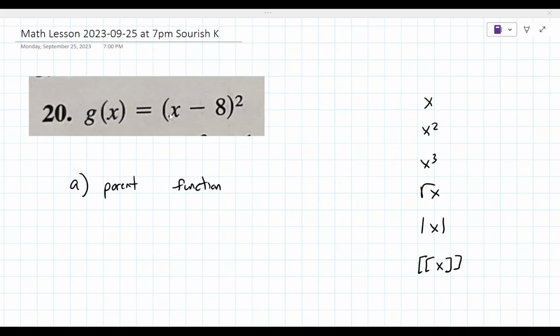Okay, is that because you see an X here? Yeah. Okay, all right. Now I can see why you would say that. That's reasonable to me. But it's actually a quadratic.